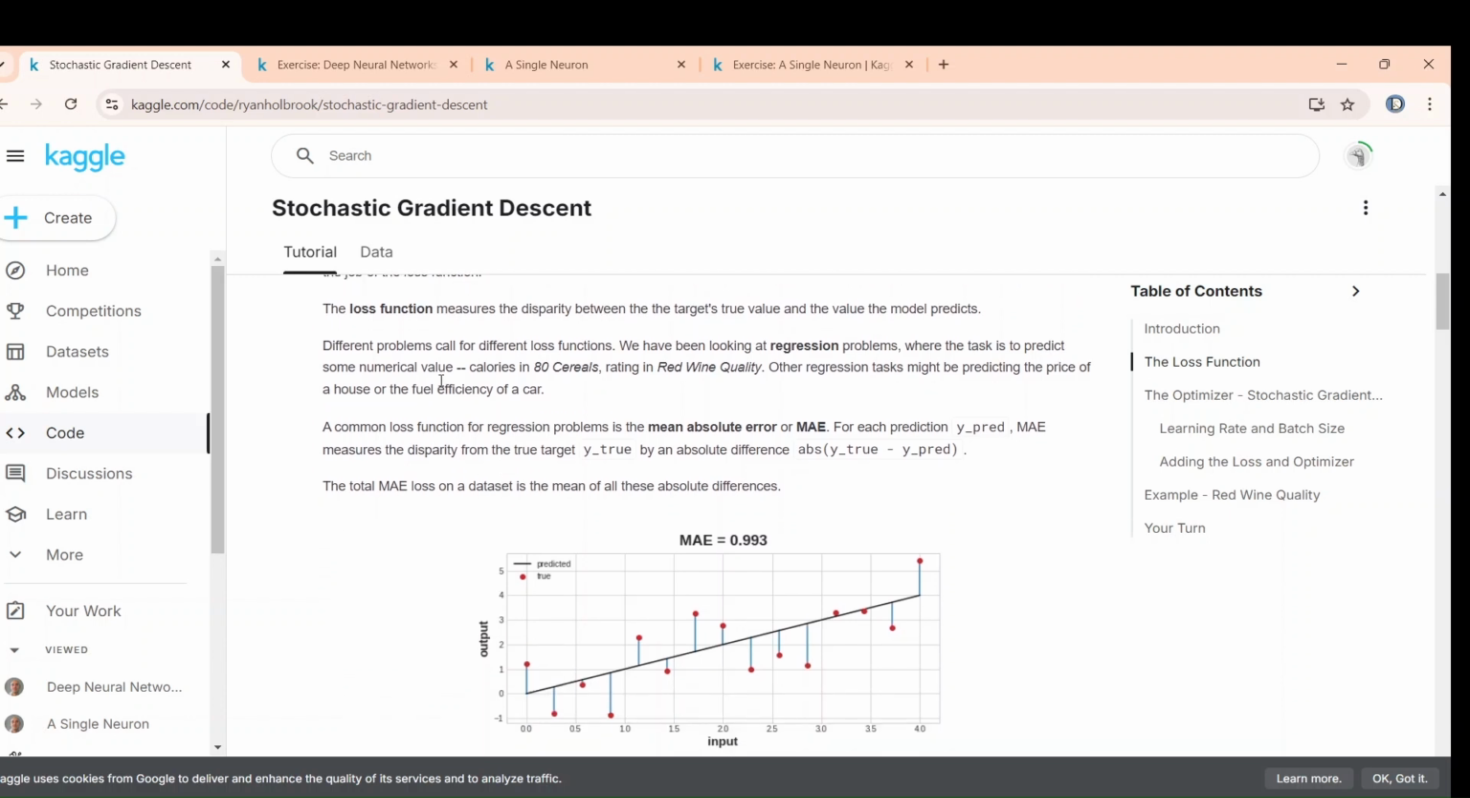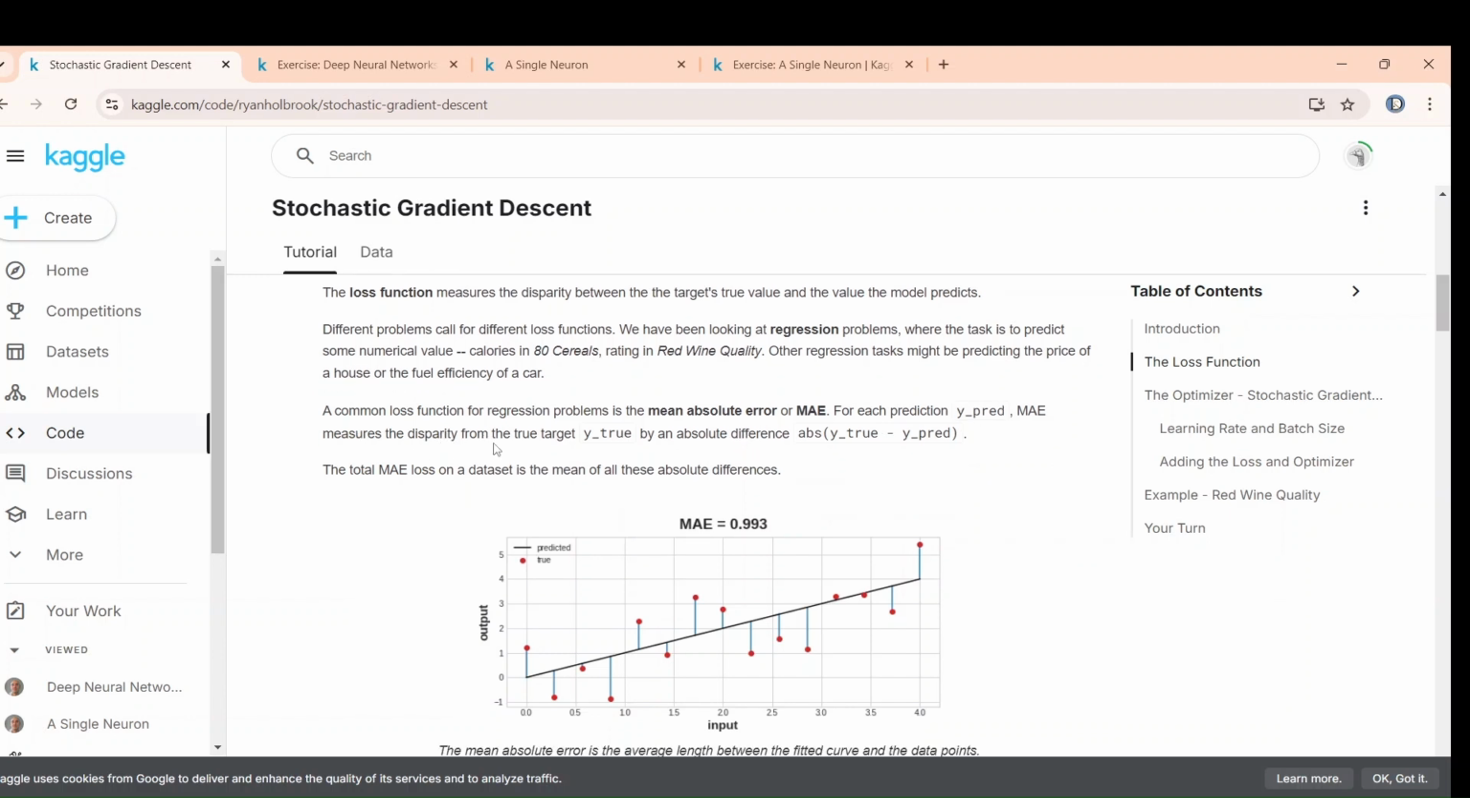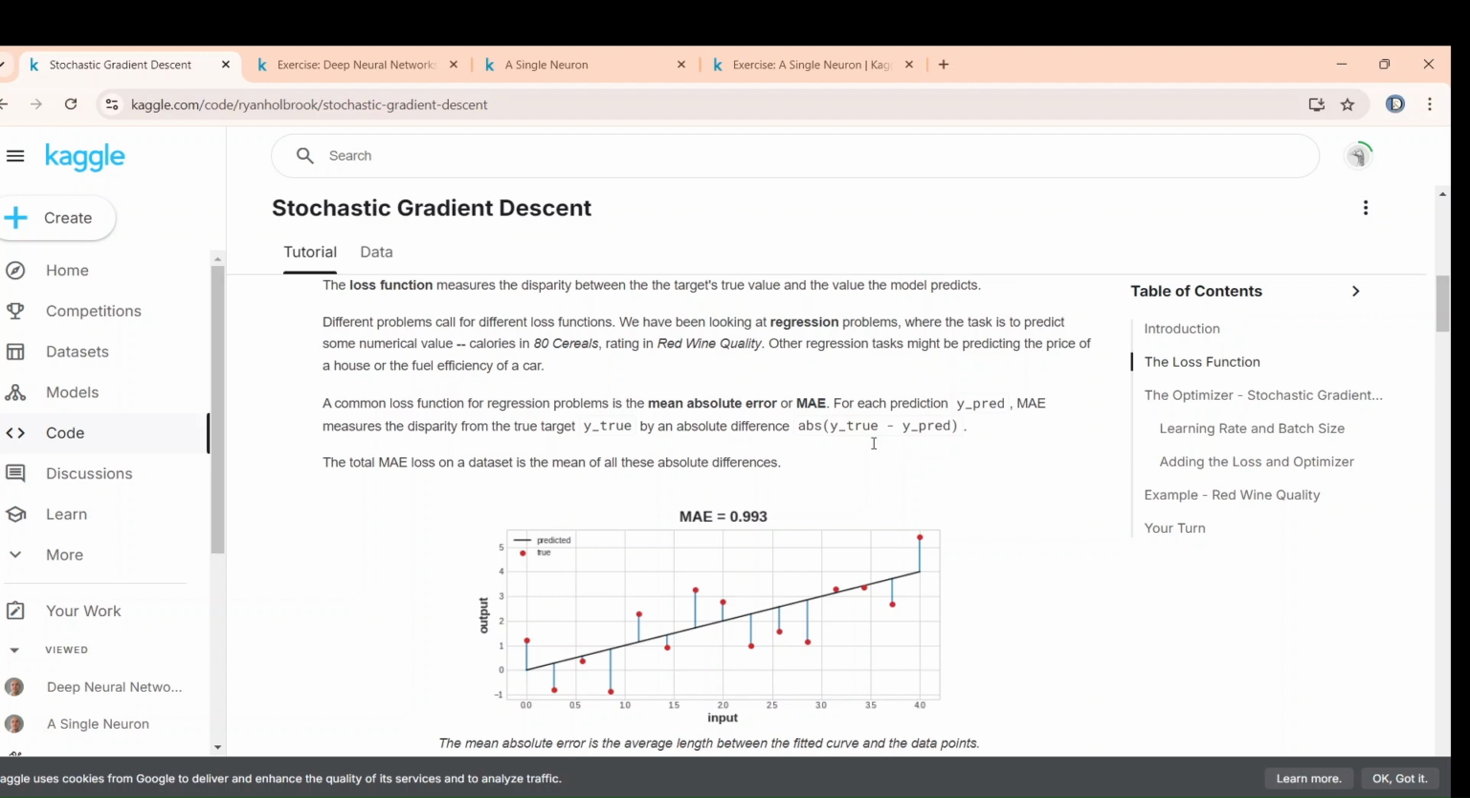Okay. Now we will discuss a common loss function for regression problems, that is MAE. MAE means mean absolute error. For each prediction, MAE measures the disparity from the true target by an absolute difference. The model has predicted this value, and y true means this value is the real value, what has happened in reality. So if you calculate the difference, you will understand how different your prediction is from the true value. This is what is known as mean absolute error.